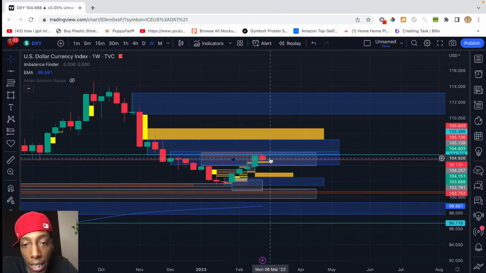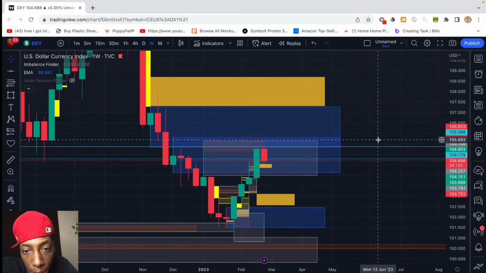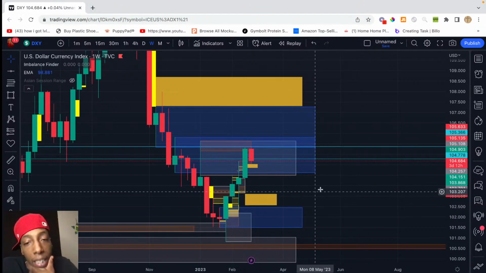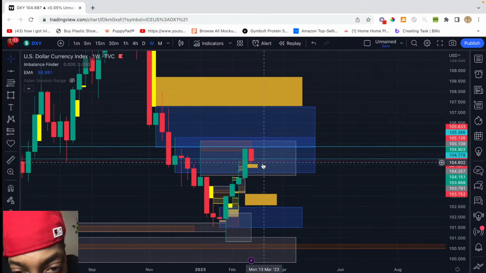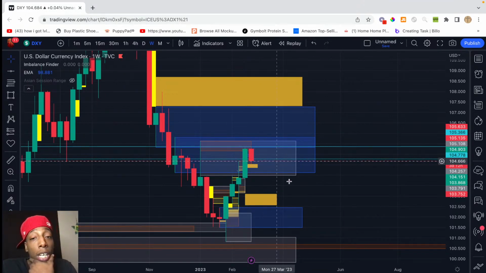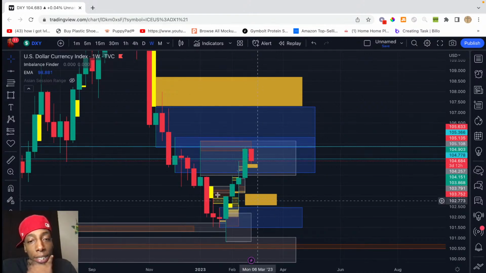So, all right, on the weekly, let me zoom in a little bit more so we can find an entry for the day. It still didn't tap this little range right there. Looking like it's dropping. So it just broke structure kind of right here to the upside.